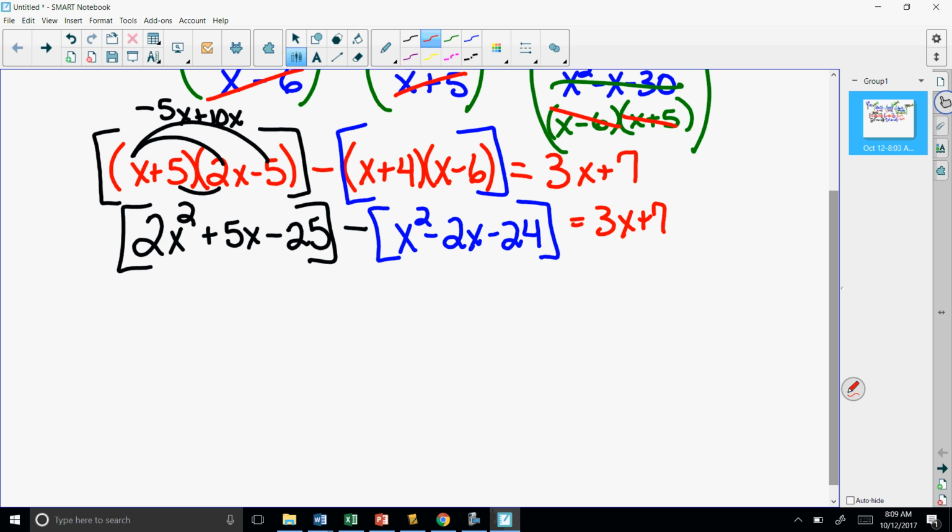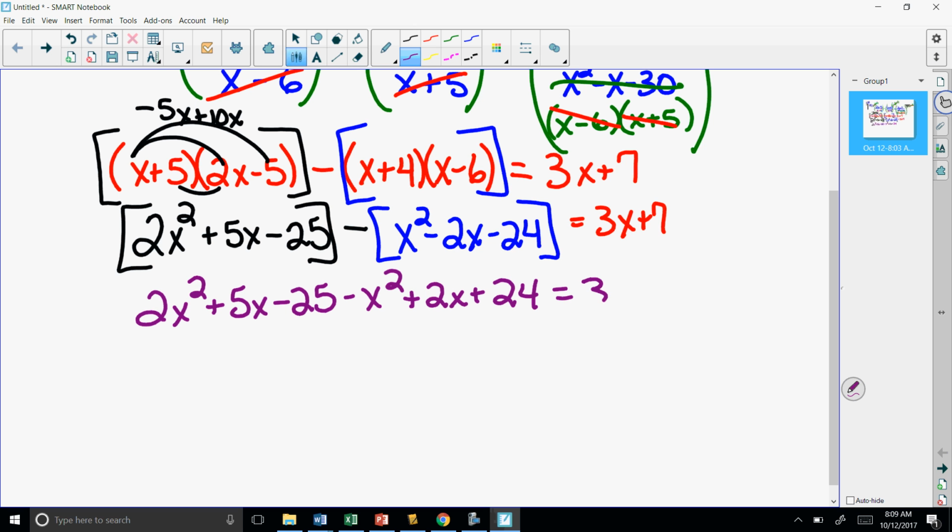Okay, so from there, we'll just go ahead and distribute the negative sign through. So you get 2x squared plus 5x minus 25 minus x squared plus 2x plus 24 is equal to 3x plus 7. If you group like terms together, we have x squared plus 7x minus 1 equals 3x plus 7. Where do you go from there? Yep, set it equal to 0.